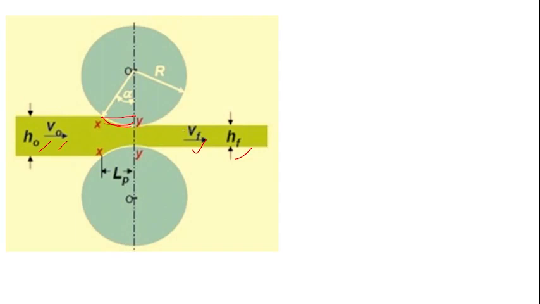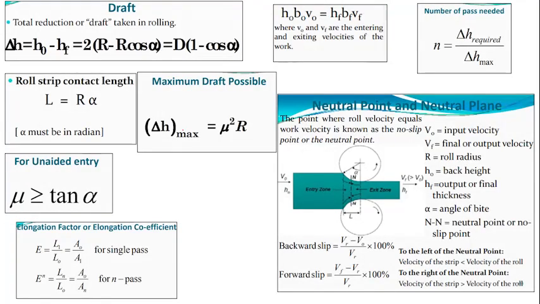Then let's see the formulas. What is draft? That is delta H, how much reduction in height you want to do. The formula for that is D into 1 minus cos alpha. The contact length L is equal to R alpha, where R is your radius. Then the maximum draft which is possible will be mu squared R. It depends upon the friction coefficient and the radius of the roll.